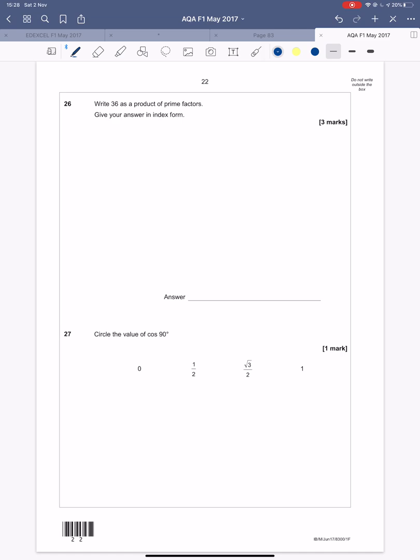Write 36 as a product of prime factors. 36 is 2 times 18, which in turn is 2 times 9, and 9 is 3 times 3. So let's go for that again. 36, 2 times 18. 2 is prime, so that's a stop there.